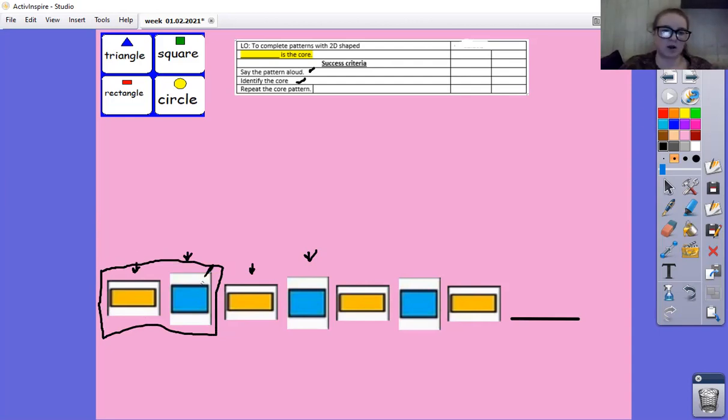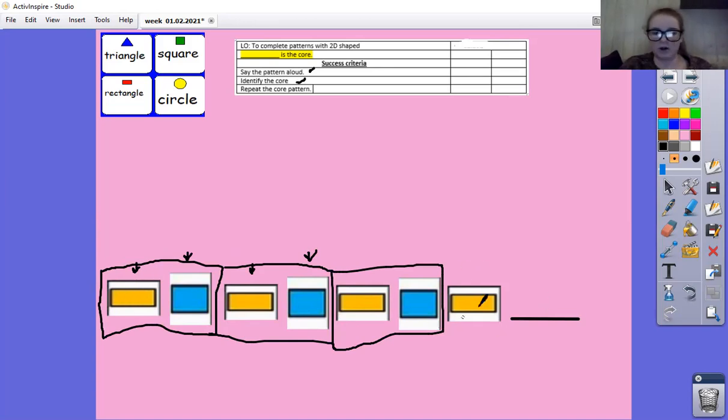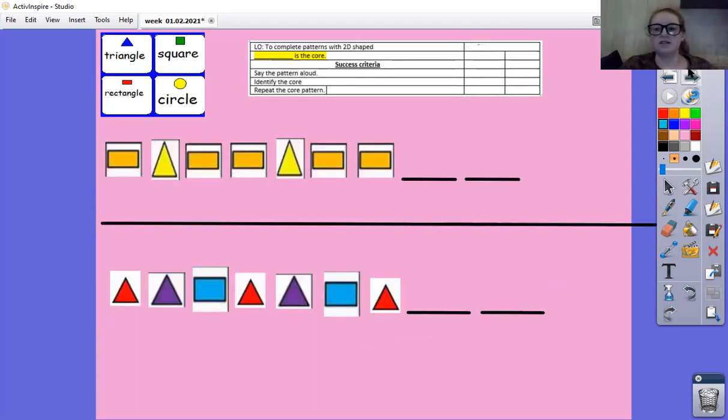So I can see that this is my core, because this is where it finishes and then it repeats again. The yellow rectangle and blue square is the core. This is a repeat. This is a repeat. And this is the start of a repeat. So my repeat is started with my yellow rectangle. What do I need to put in here to finish my pattern? I've got my yellow rectangle here, yellow rectangle here. I need to add in a blue square. Fantastic.